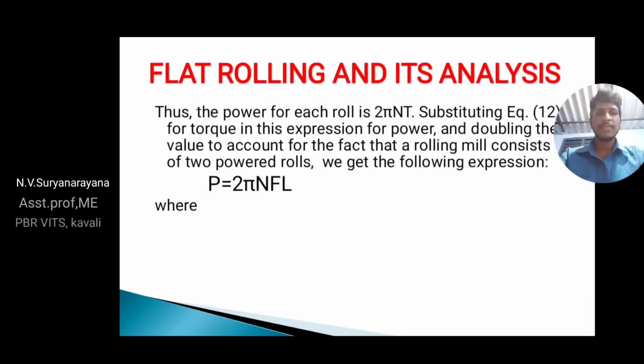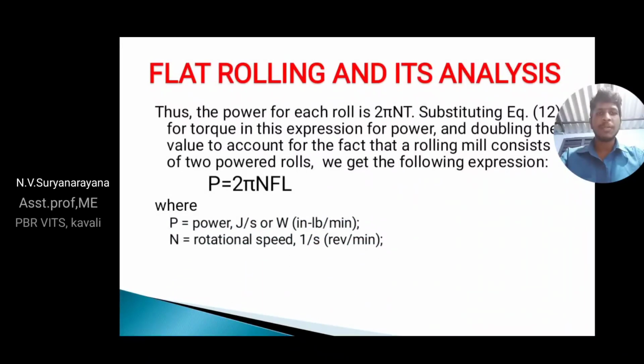In place of 0.5 we are placing 2 pi n, omega being the angular velocity, P is power in joules per second, n is rotational speed, F is the rolling force, and L is the contact length. That is the equation for forces required in rolling and power requirements: P equals 2 pi n F L.